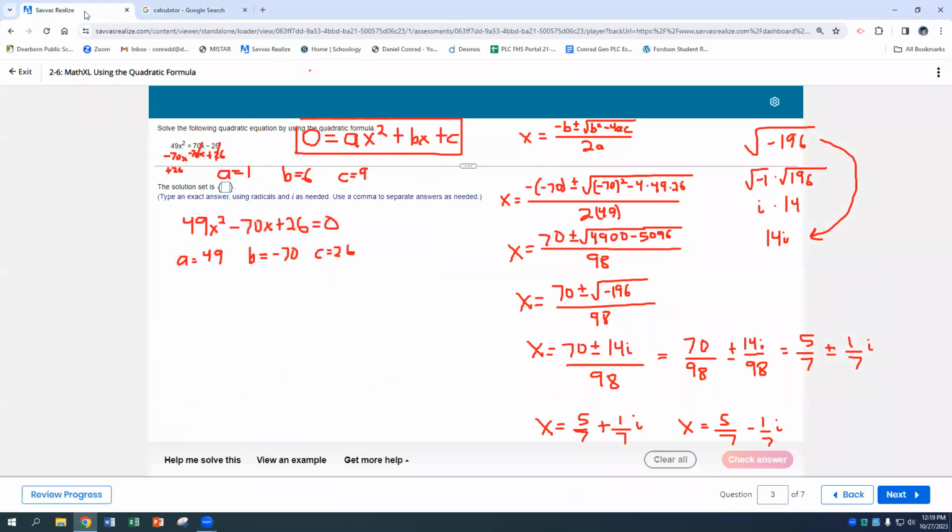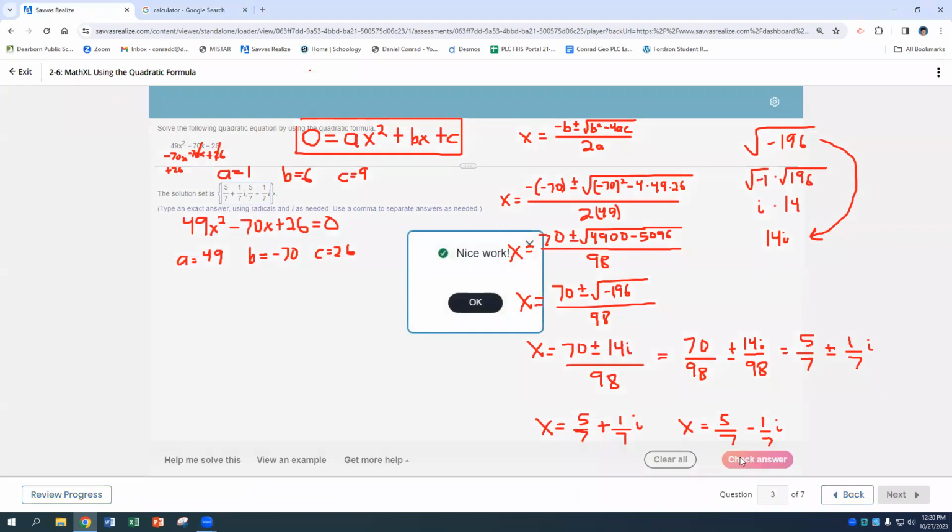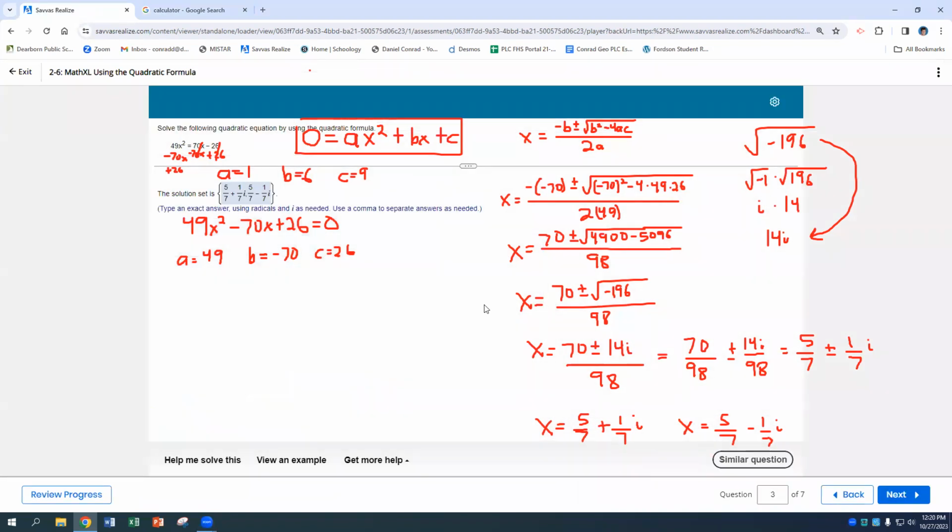Okay, and we go back in and plug that in. Okay, so 5 divided by 7 plus 1 divided by 7 times i, comma, 5 divided by 7 minus 1 divided by 7i. Okay, and there you go.